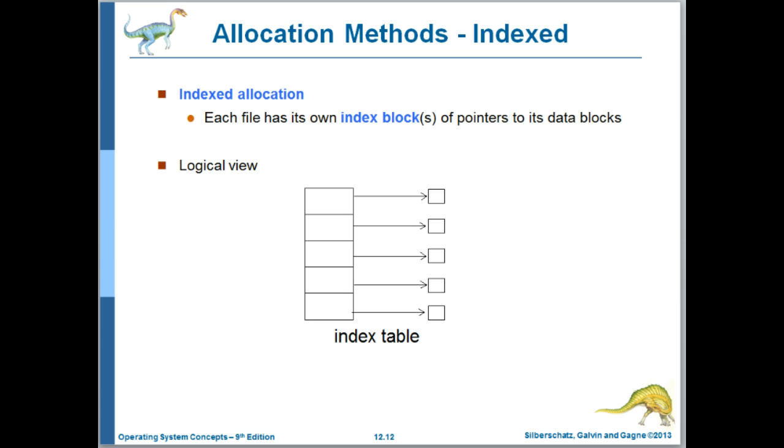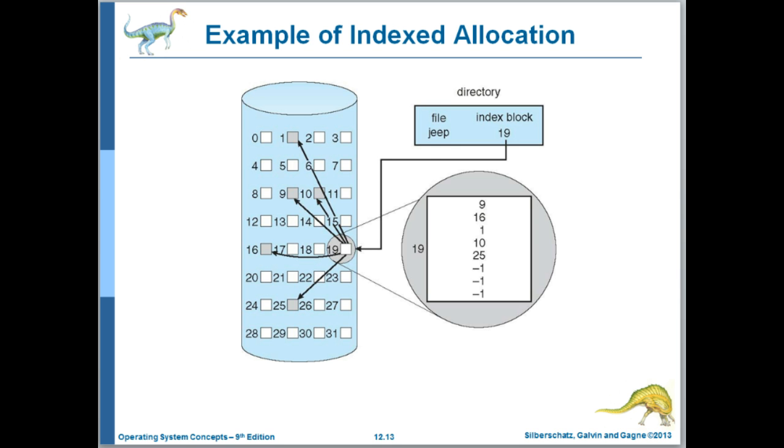The third allocation method is indexed allocation, in which the pointers are kept in an array within, typically, the directory entry itself or the inode for the file. And so finding the nth block of a file is simply a matter of indexing into the nth position within the index table. So here's what that could look like.